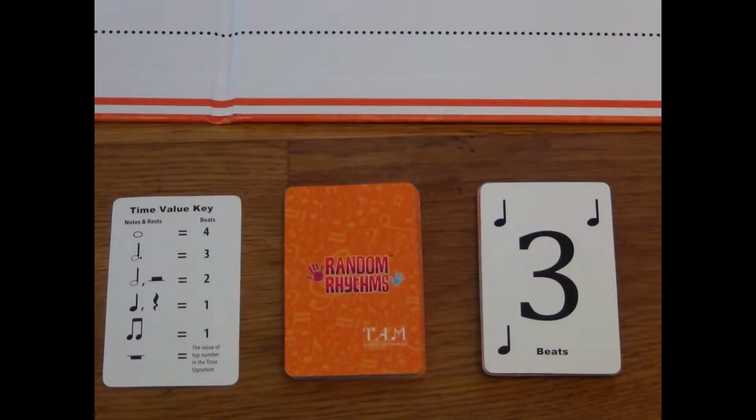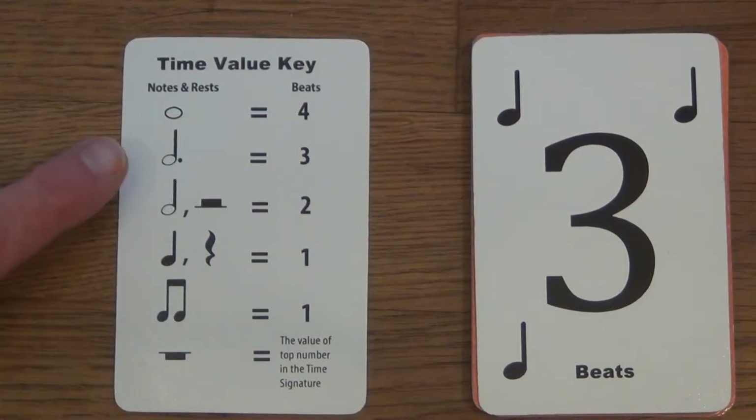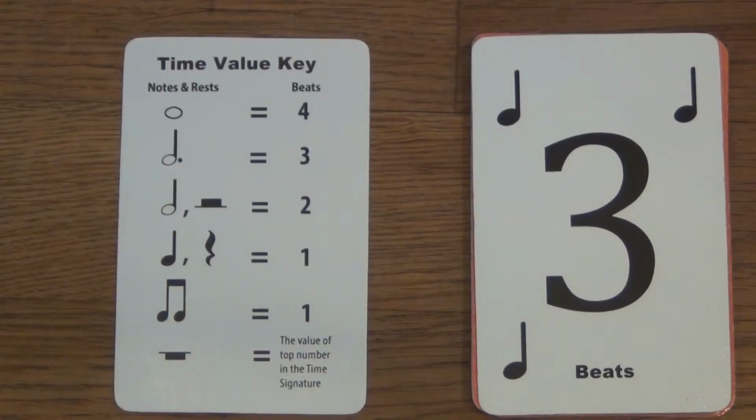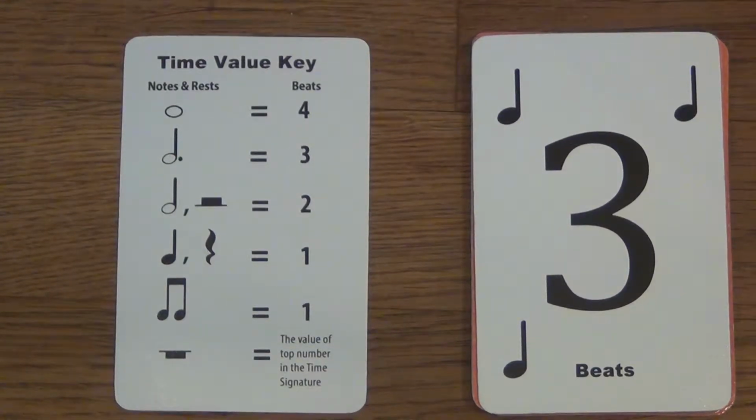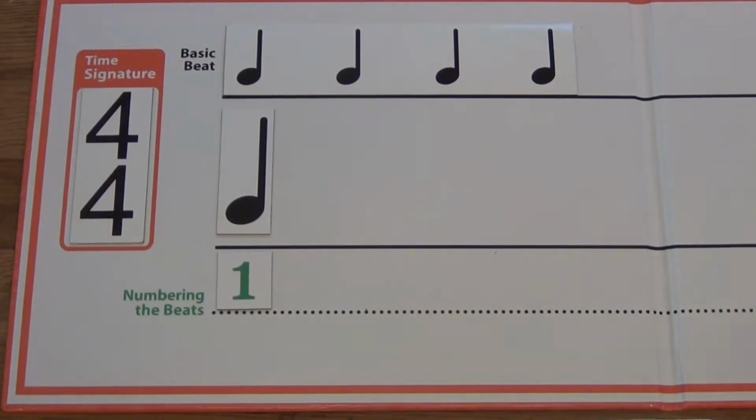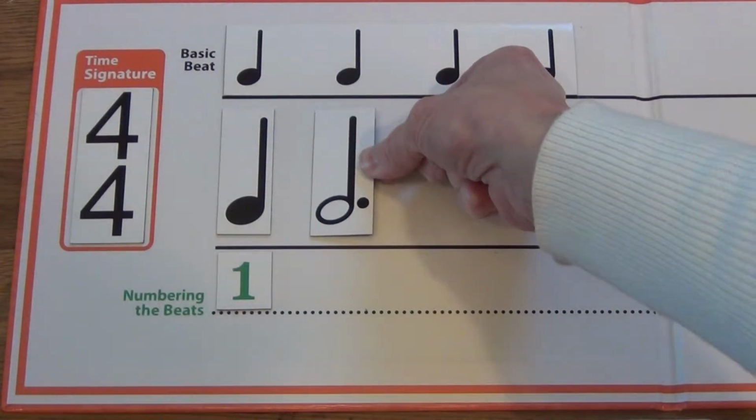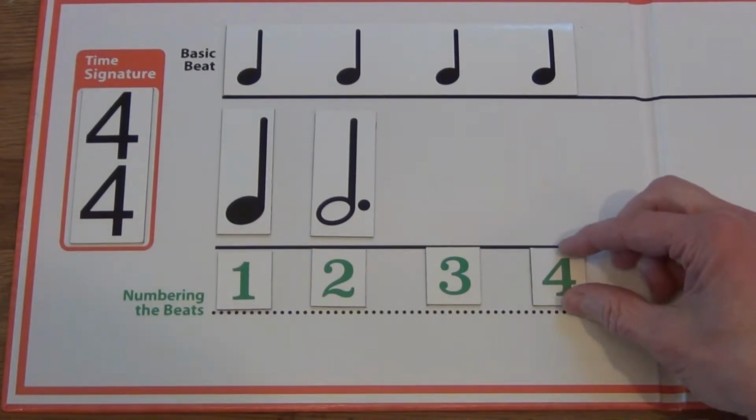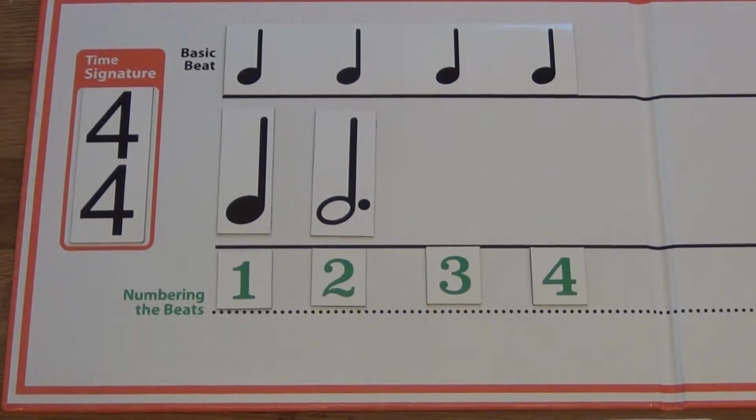Player number 2 has turned up number card 3. The player has the option of using one note value equal to 3 beats, or multiple values equal to the value of the card. For our demonstration, we are going to use one note value, the dotted half note. Player number 2 places the dotted half note on the board and adds the beat counters 2, 3, and 4 in the designated area, lining up the numbers with the quarter notes in the basic beat above.